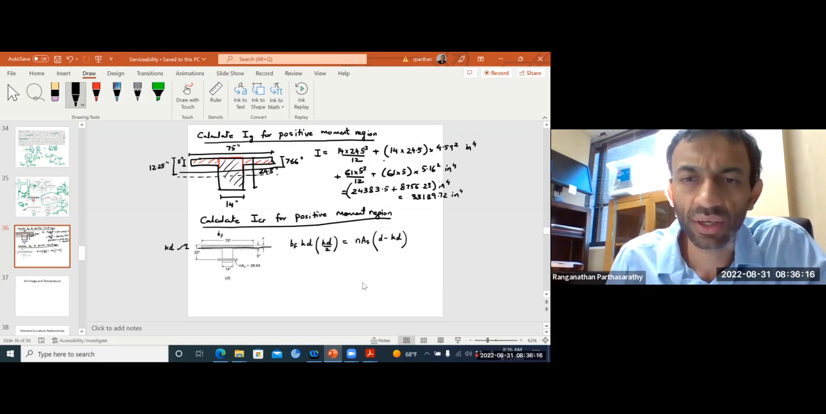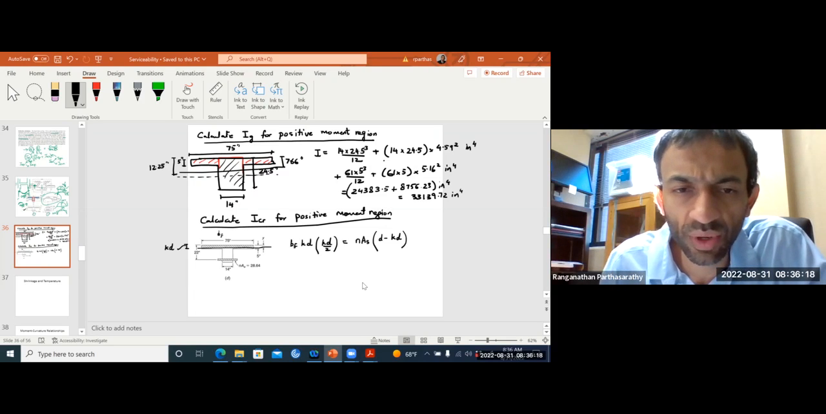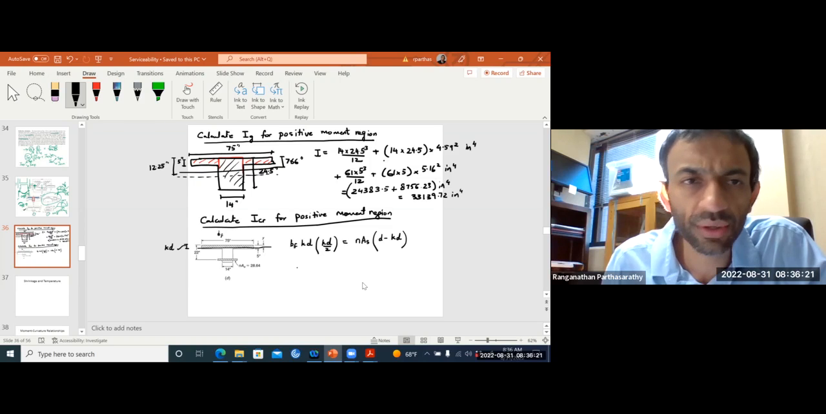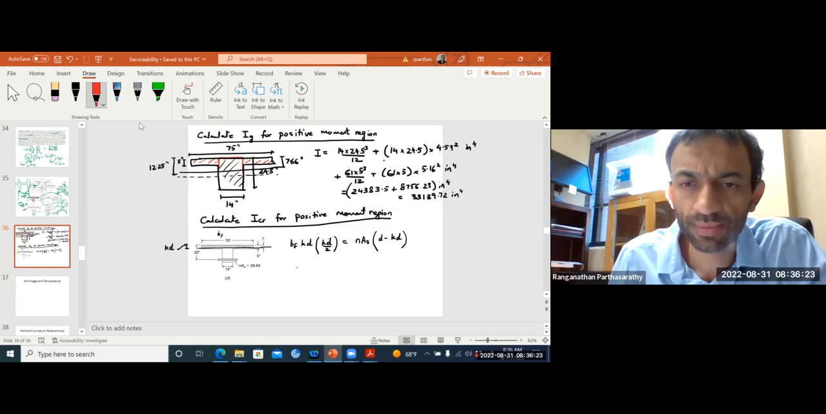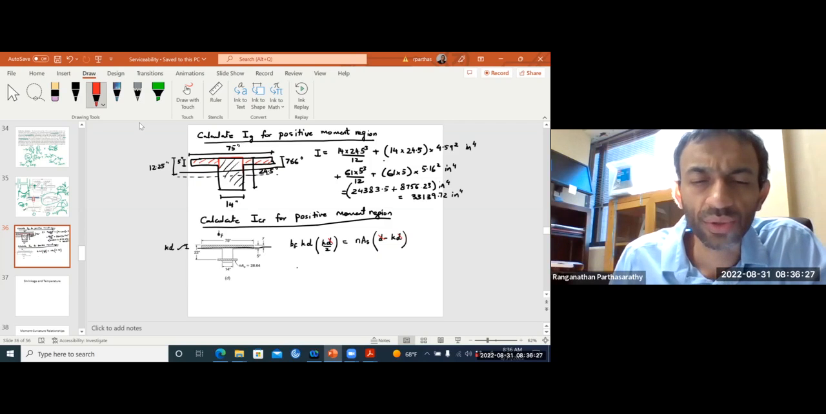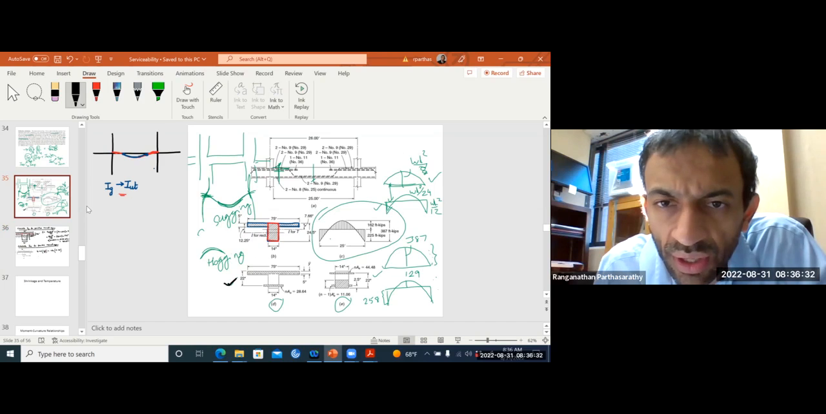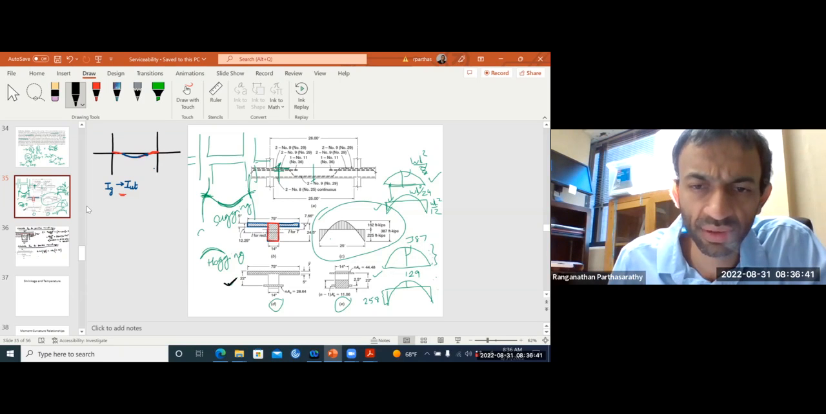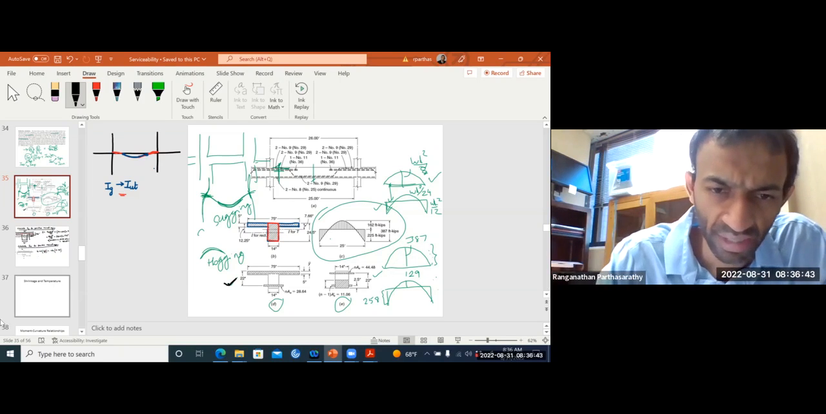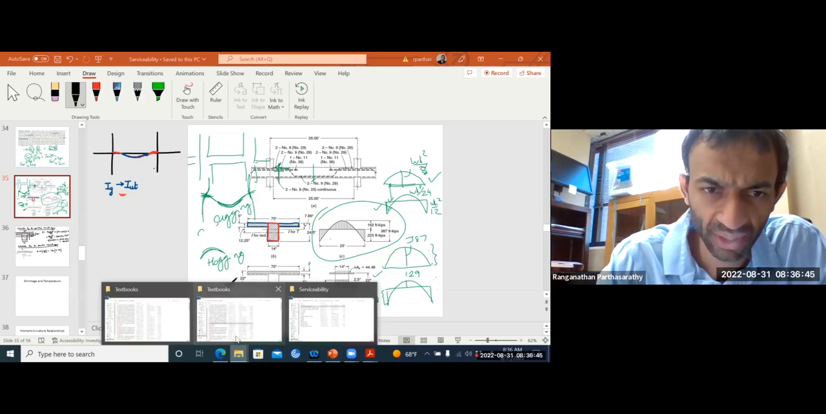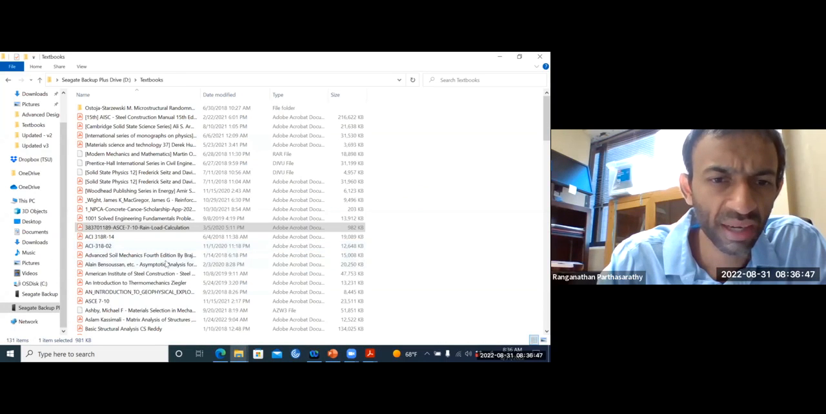Let's calculate this now. You can cancel out 1D. These all you all know how to do. So N times As is given to us, 28.64. We have in the tension steel 2 number 9 and 2 number 8. So you can verify this number just so that you're not rusty on all this rebar and everything.